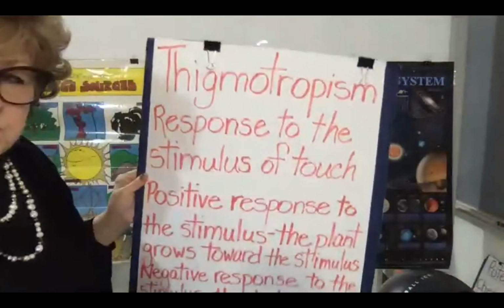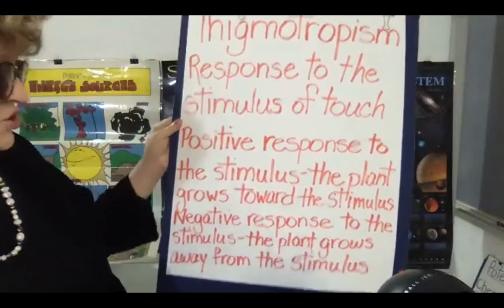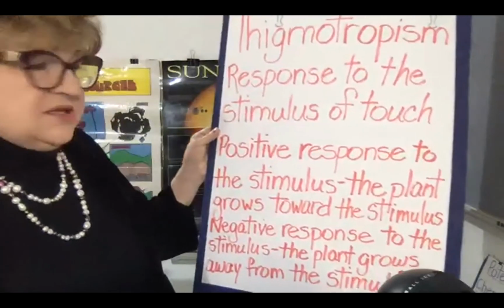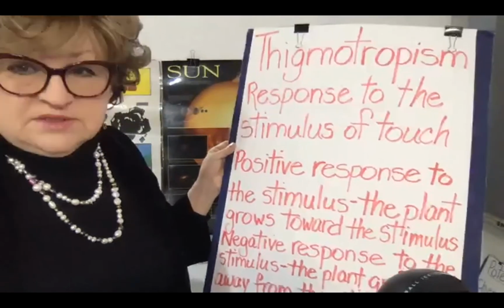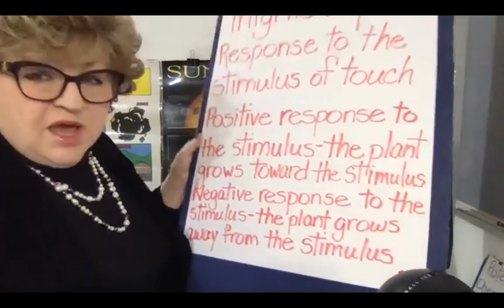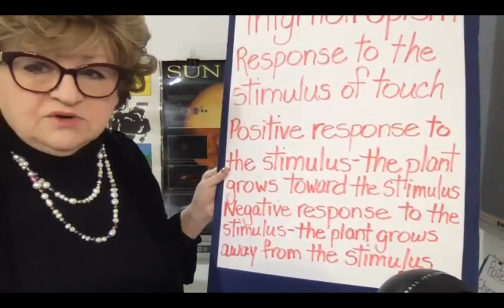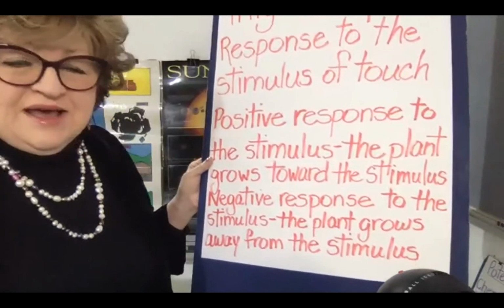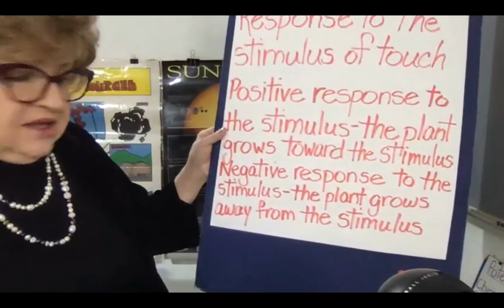So thigmotropism is a response to the stimulus of touch. We've got two kinds, positive and negative. The positive response, the plant grows toward the stimulus. That's the case in all tropisms. As the plant goes toward the stimulus, whether it's light or gravity or water or touch, it's considered positive. If it goes away, that's considered a negative response.